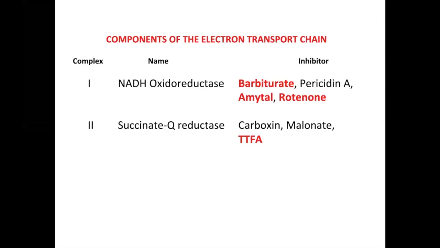So examples of barbiturates would be pentobarbital, phenobarbital, secobarbital. So just examples of barbiturates: pento, seco, phenobarbital. So barbiturates, amytal, and rotenone will inhibit what complex? Complex 1. What inhibits complex 2? Carboxine, malonate, and TTFA. Please take note of this.